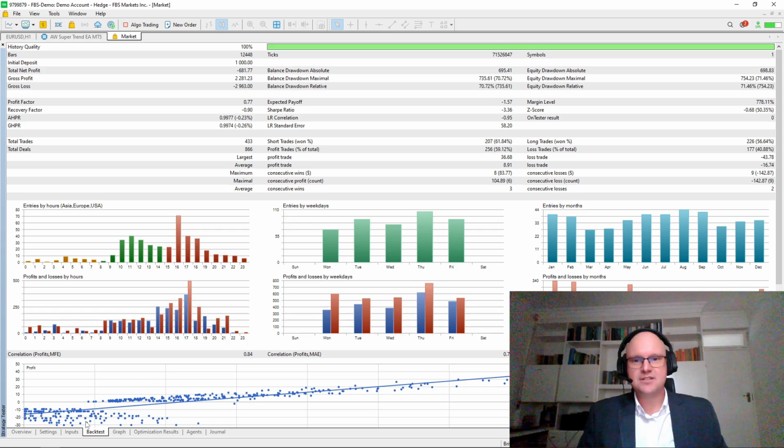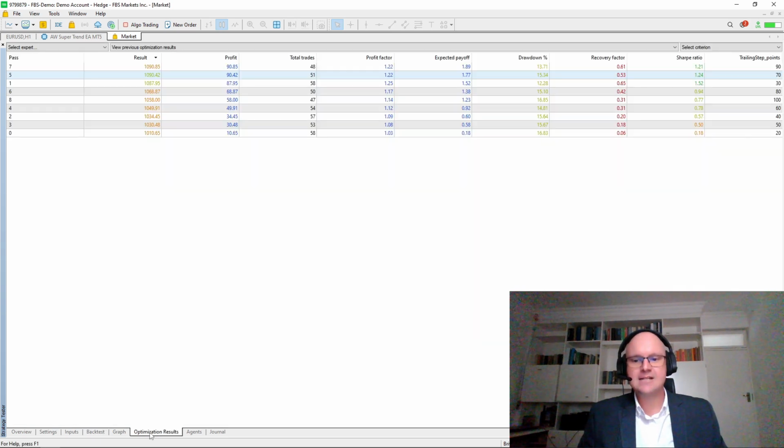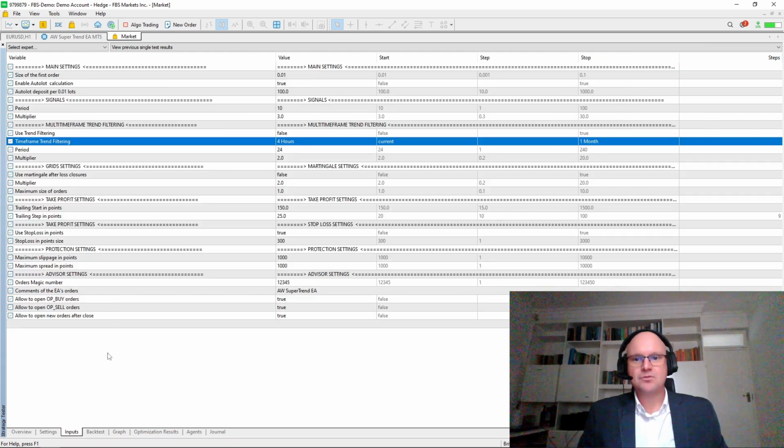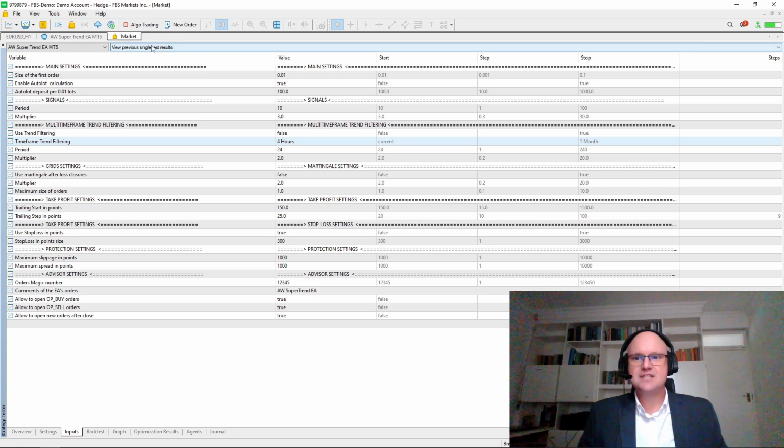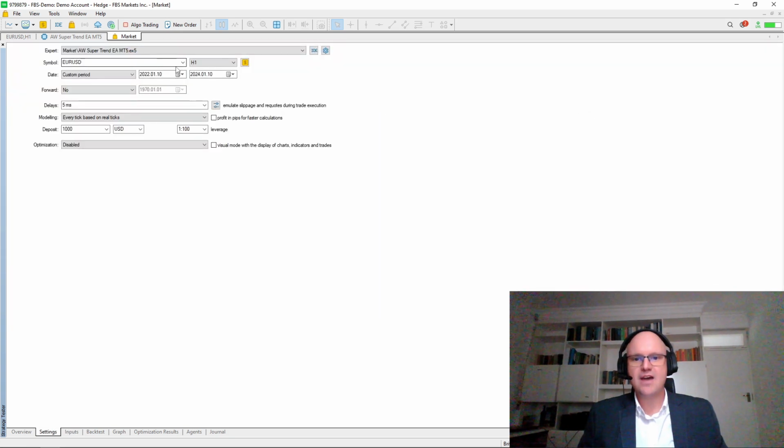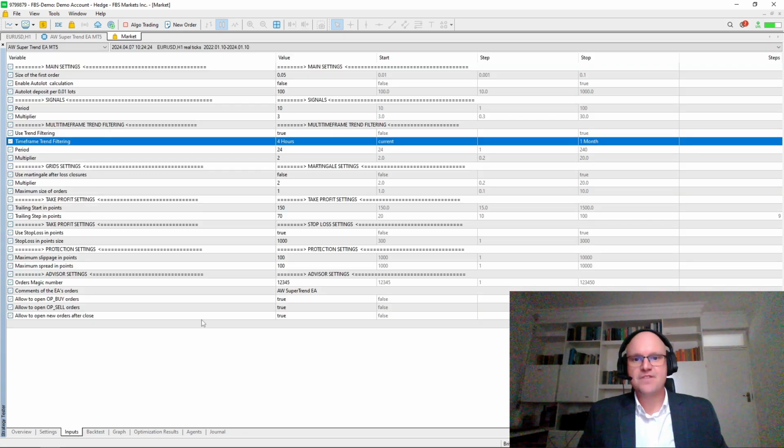However, if we do some customization for the AW Supertrend and do some optimization, we are able to get a positive result. For the purpose of this test, we want to compare apples with apples, so I used a fixed lot of 0.05 for both of the tests. Some of the changes that I made included using the multi-time frame filter and also increasing the size of the trailing step.